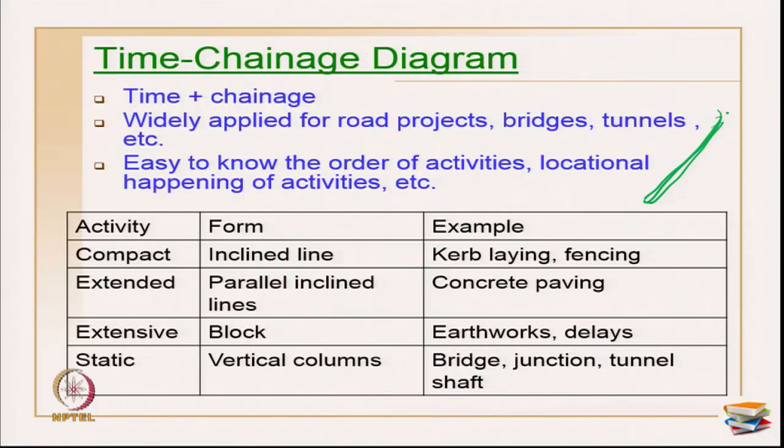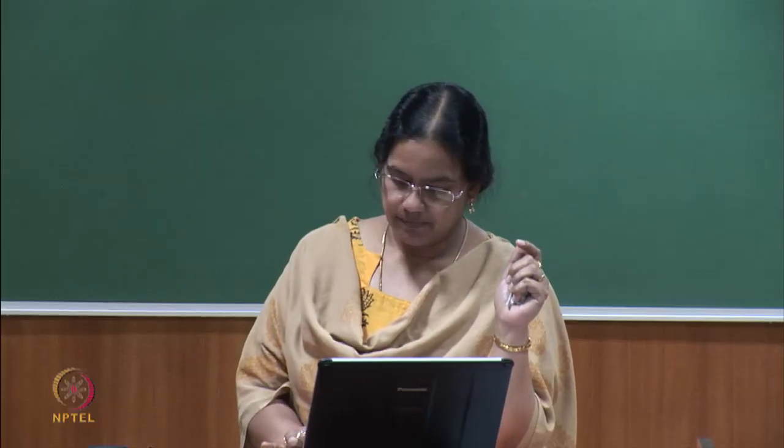Static activities are primarily shown in vertical columns. In the entire highway segment, I may have a bridge in maybe 1 or 2 places only, bridges, junctions or tunnel shafts. So, only in a few places I may have the vertical columns coming in, to show the bridge construction, piers, abutments and so on, and with that I am closing the diagrams. So, these are the main features in non-continuous representations.